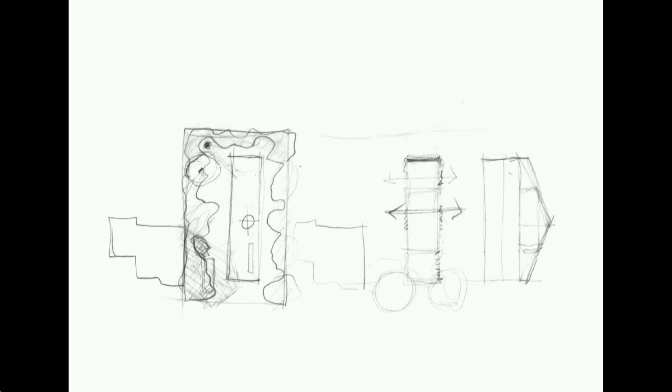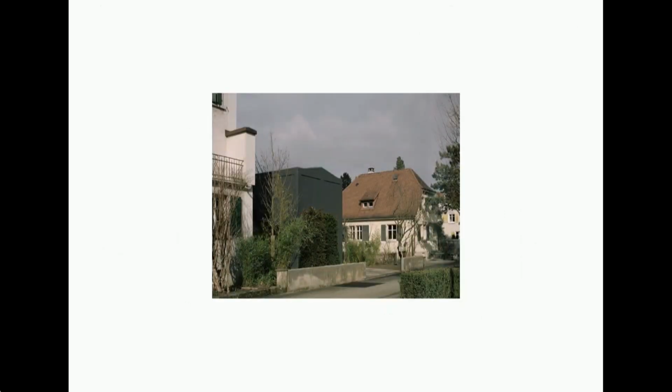We had to replace this part because it just simply didn't work anymore. It was in a bad condition, and so we came up with the idea, and it has to do with the organization and how the houses are oriented.